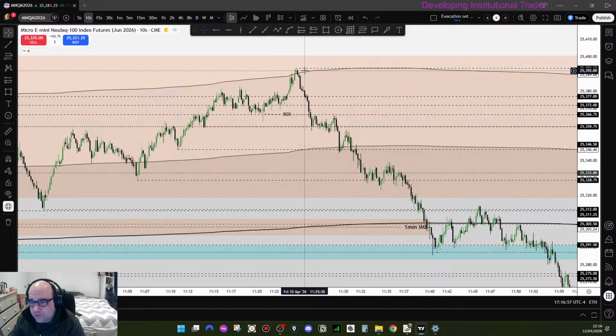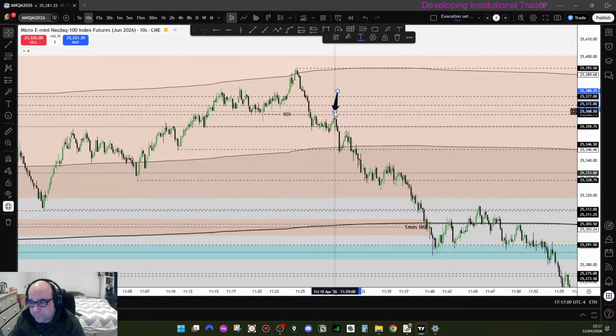The moment we see manipulation, we're just waiting for the break of structure, which happened here, and then we're waiting for a failed pullback. We see here, it happened once and twice. Once we see that, this is our entry.